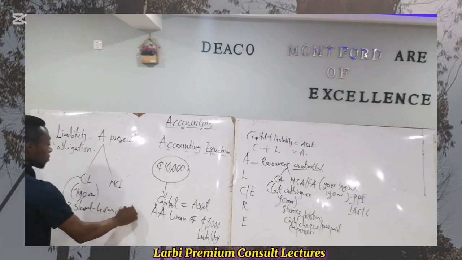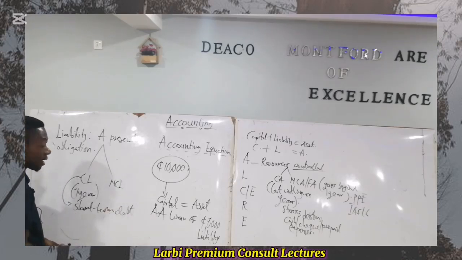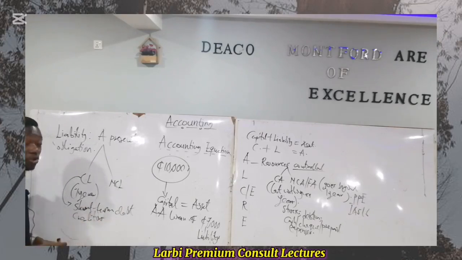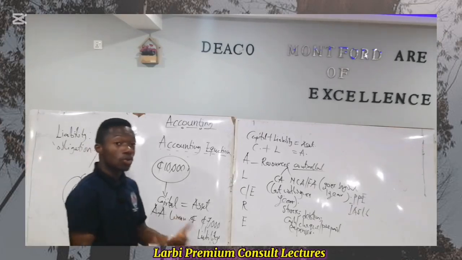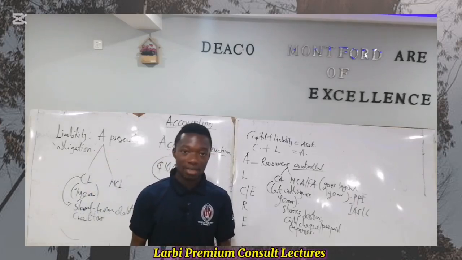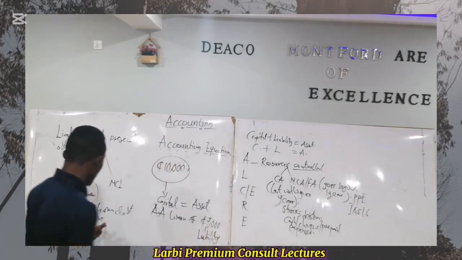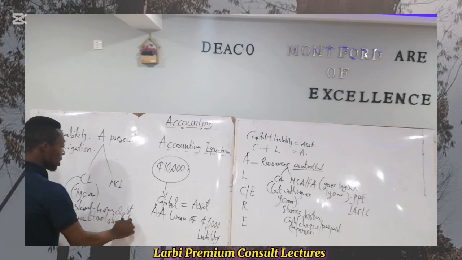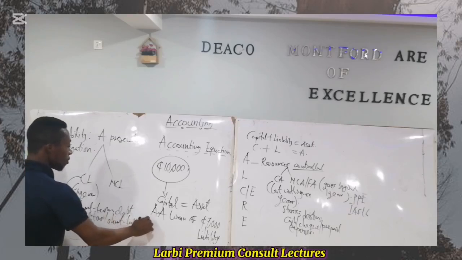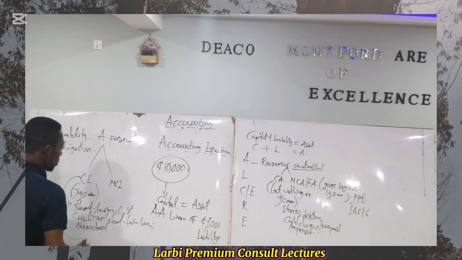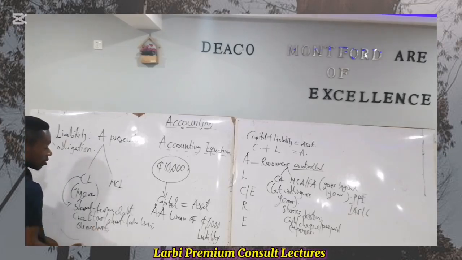What are some of the examples of current liability? We may have creditors. Creditors are a group of people that supply goods or stocks to the business on credit. So we call them creditors. We also have short-term loans. We may have bank overdrafts. These are all current liability issues that we can talk about.